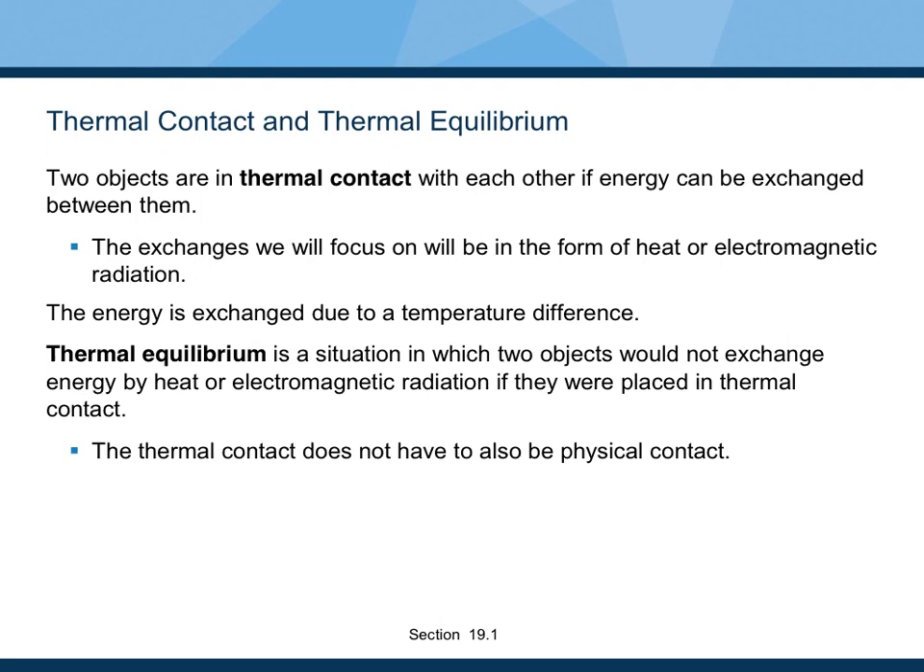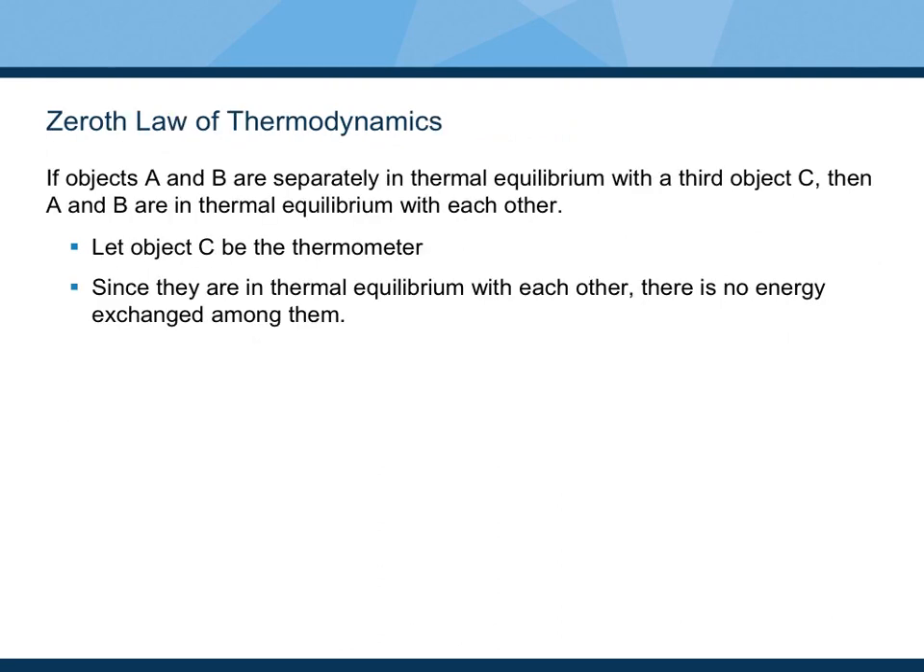Thermal equilibrium is a situation in which two objects will not exchange energy, either by heat or electromagnetic radiation, if they were placed in thermal contact. The temperature can be defined by the zeroth law of thermodynamics. If object A and B are separately in thermal equilibrium with a third object C, then A and B are in thermal equilibrium with each other.